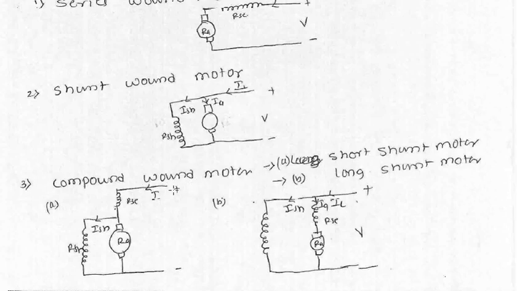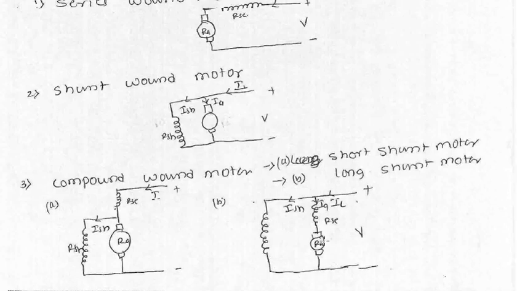And the another type is based on how we connect the field winding again. We have the compound motor. In case of a compound motor, it's a combination of series and shunt. In case of a short shunt, a part of the field is connected in parallel with the armature winding, and another part of the field winding is connected in series. If the connection is like this, it is called a short shunt motor. This is the long shunt motor.